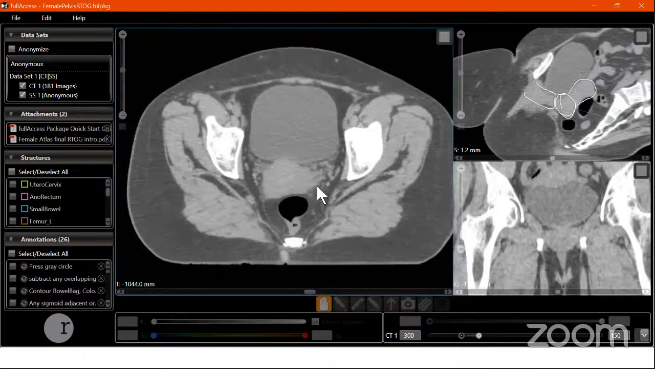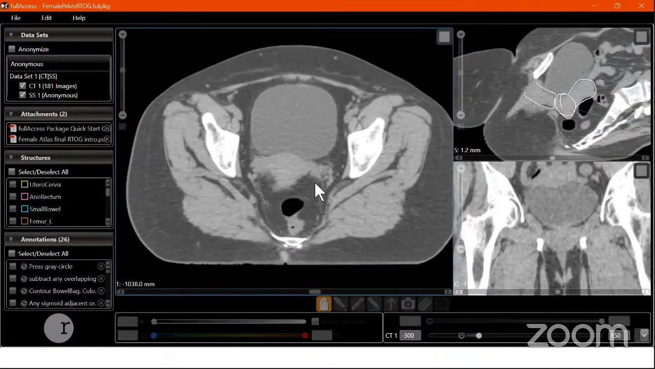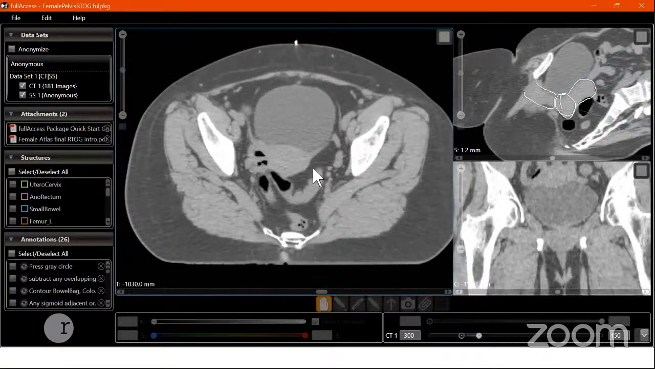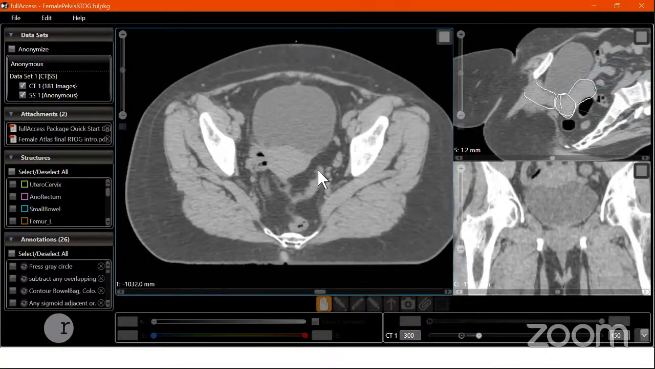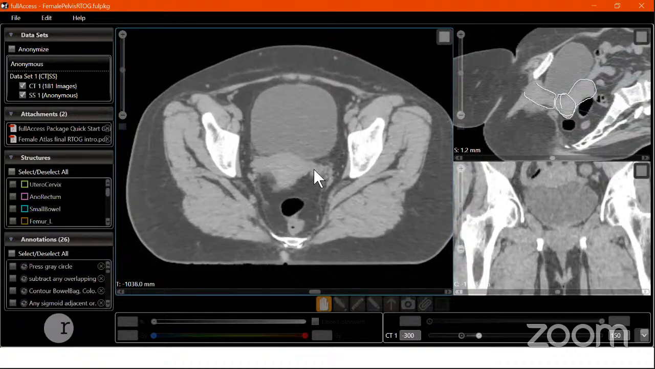So we discussed the lower border and the lateral border. Now comes the upper border. How high can we go and call it parametrium? The parametrium is usually stopped the moment we see a uterine artery entering into the uterus. That is not very obvious on a CT scan. So this is one place where an MRI could help us in finding the uterine artery.